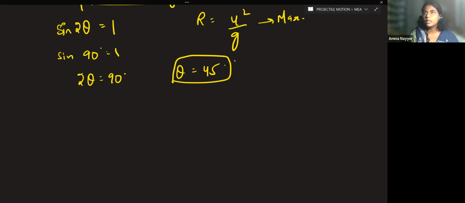Now, if you put some other angle, you will be getting slightly different answers like u square divided by 2g, root 3 u square divided by g, and all these answers. If you put theta as 45, then sine 2 theta will be sine 90, and sine 90 is 1. But if you put any other angle, 0 degree, 180 degree, the range will be 0. Got it? So remember this for theory as well as numericals: for maximum range of motion, the required angle of projection is 45 degrees.